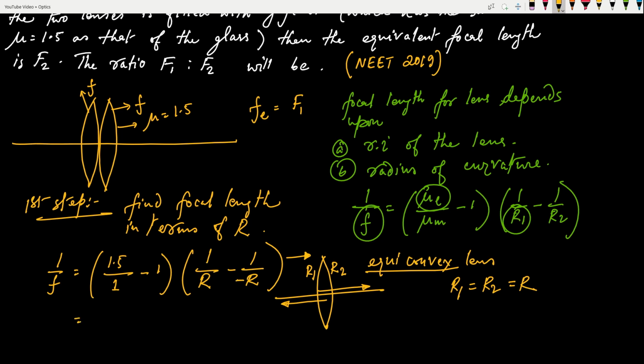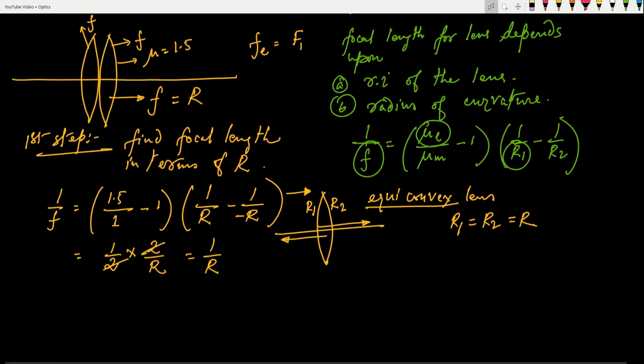So ultimately we can write that 1.5 minus 1 is actually half, that is 0.5, multiplied by 1 by r plus 1 by r, which is 2 by r. The 2 gets cancelled, so we can write 1 by r. So we found the focal length for each lens, that is f is equal to r. Since both the lenses are the same, both the focal lengths will be the same.